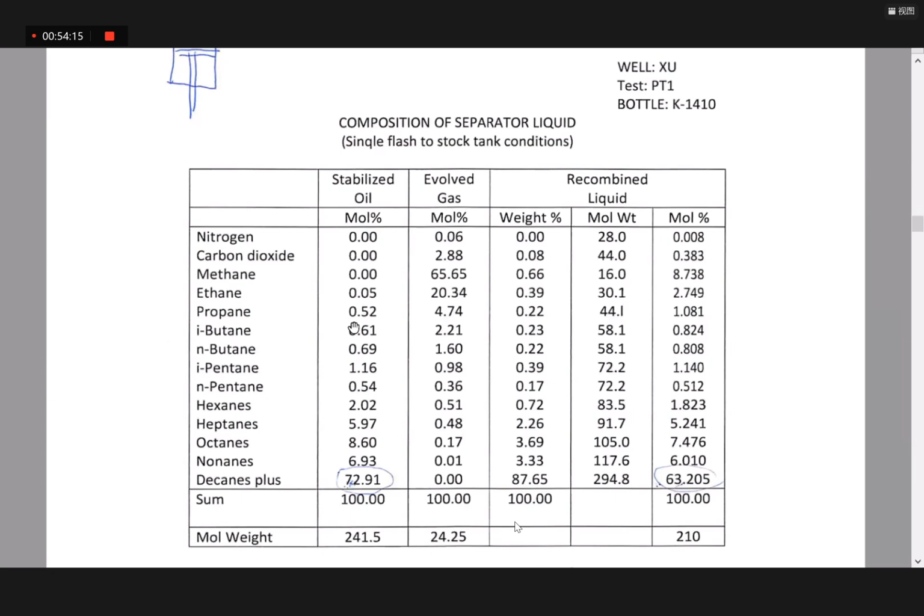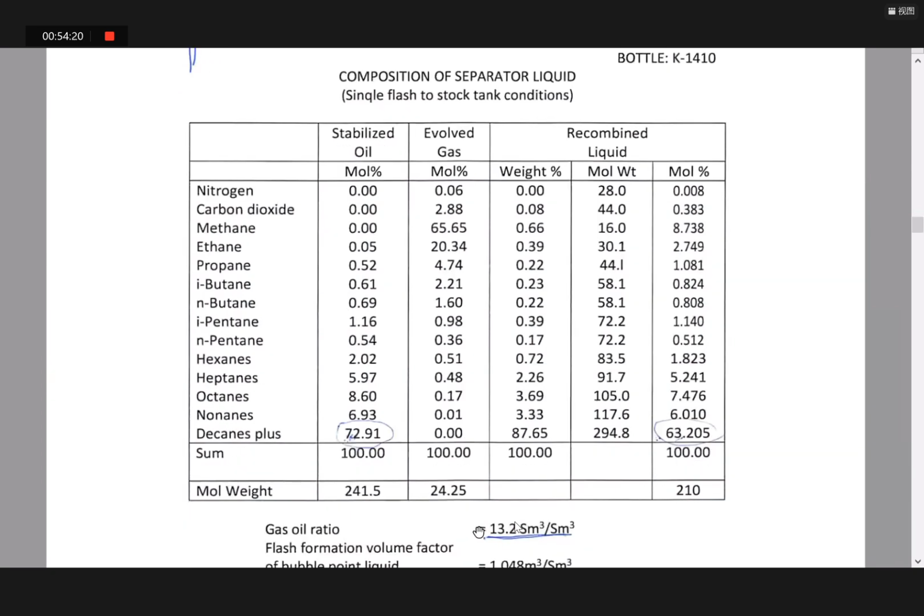Okay, we have a composition here. We can recombine it based on the GOR. And we get a composition of the separated liquid in mole percent, normalized to 100%.